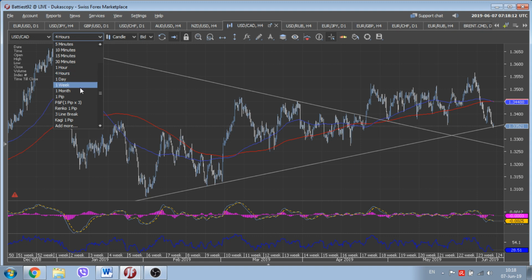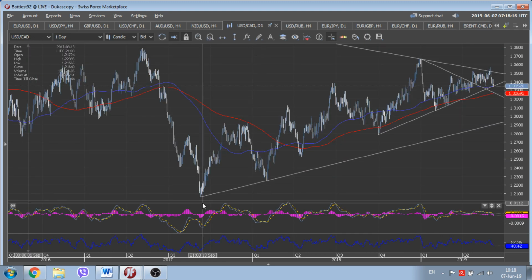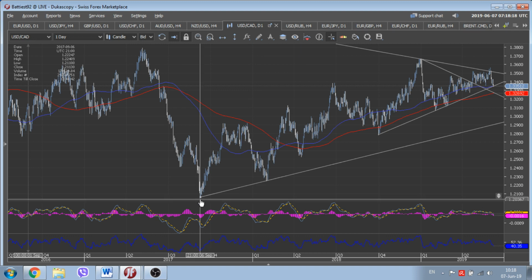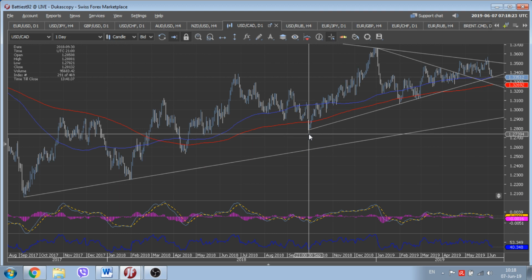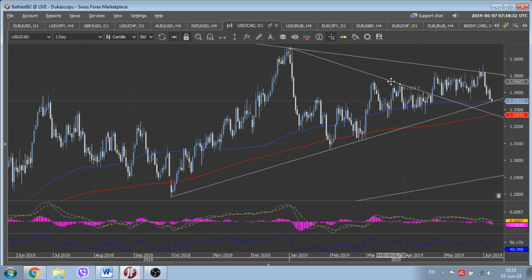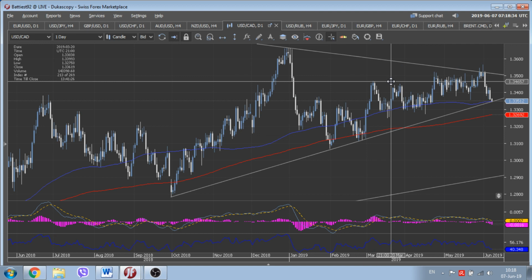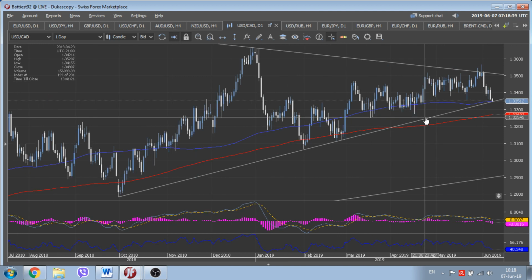The uptrend line, if we look at the daily chart, was drawn from the lows of 2017, by the way, this is much longer term. So from the lows of September 2018, while below that level we expect, while above that level we expect that dollar Canada could reverse its current course from the downside to the upside.